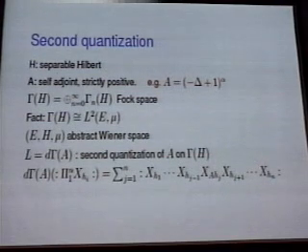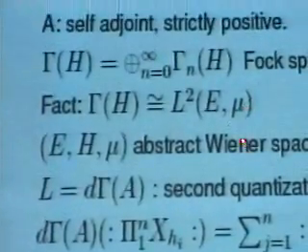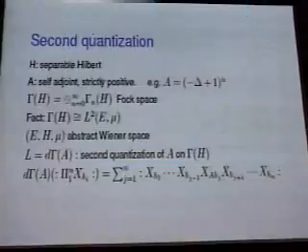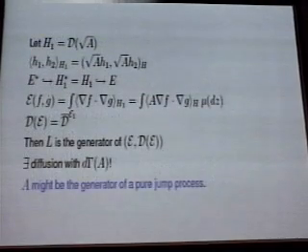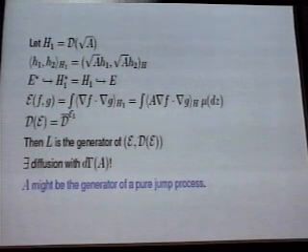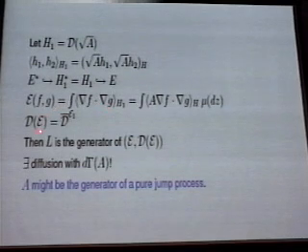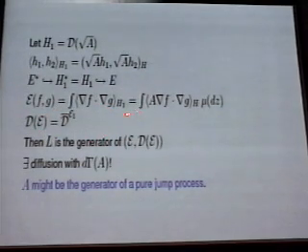In fact, here you use the abstract Wiener space. Your basic space is an abstract Wiener space. That is a kind of Banach space, which is not locally compact. So you use this quasi-regular Dirichlet form approach, and you can construct the diffusion process. This diffusion process has as its generator exactly the second quantization of the jump operator.